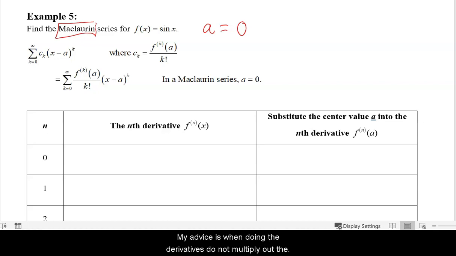My advice is, when doing the derivatives, do not multiply out the constants. Leave them factored. In other words, if it has a 2 times a 3, don't write it as 6. Leave it as 2 times 3, or 2·3. Let's run through and find, say, the first 4 derivatives for the Maclaurin series of sine x.